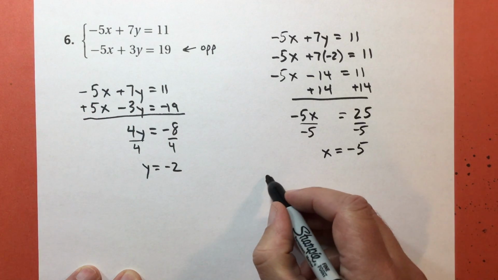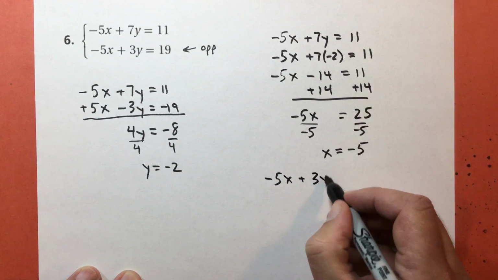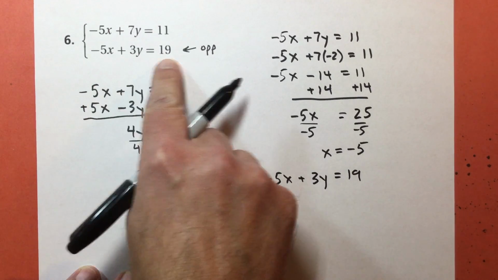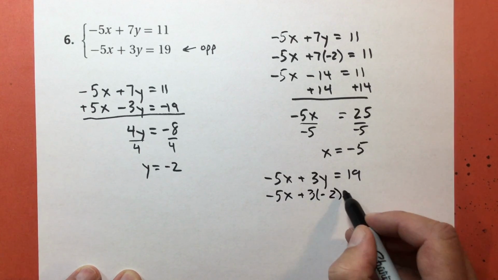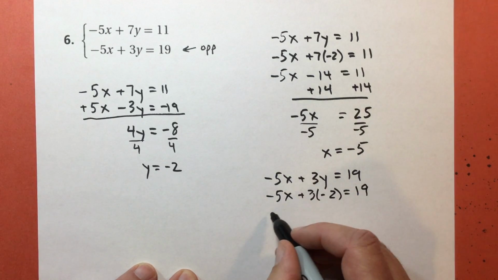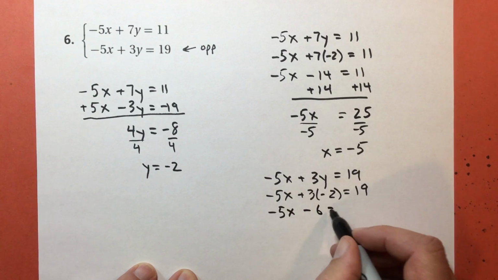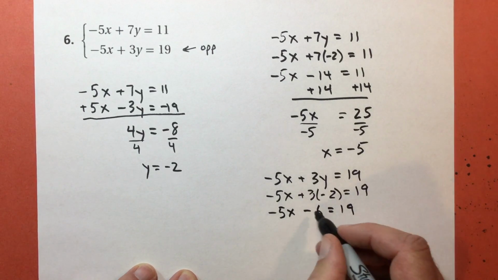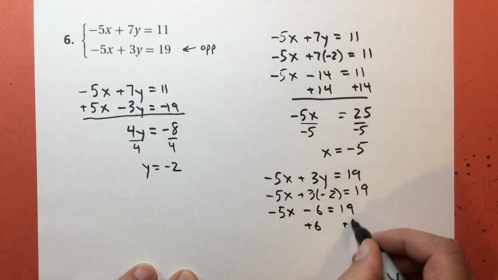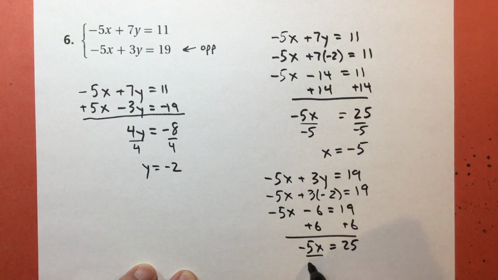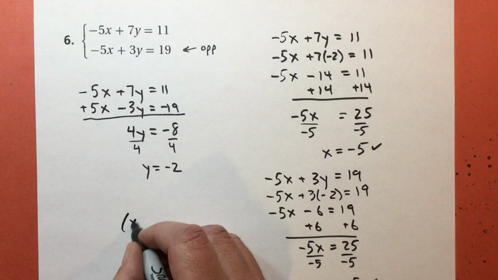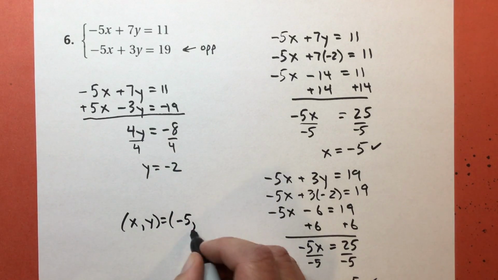So now let's try it with the other one. Negative 5x plus 3y equals 19. Notice I'm using what was originally given to me, not when I changed it. Negative 5x plus 3 times negative 2 equals 19. 3 times negative 2 is negative 6. And the opposite of subtracting 6 is to add 6. So I get negative 5x equals 25. Divide by negative 5, and I get x equals negative 5. 25 divided by negative 5 is negative 5. That's the same as that. So my solution is x equals negative 5, y equals negative 2.